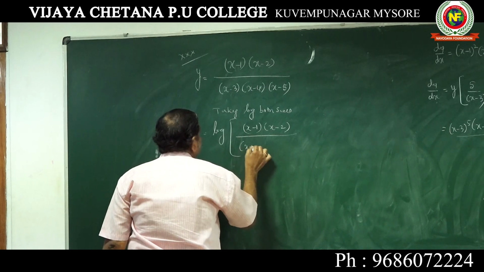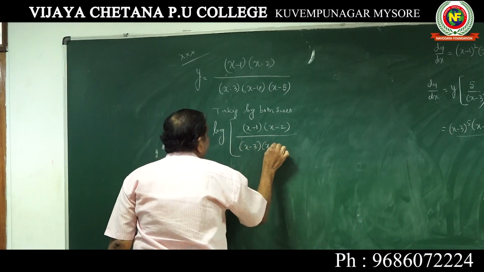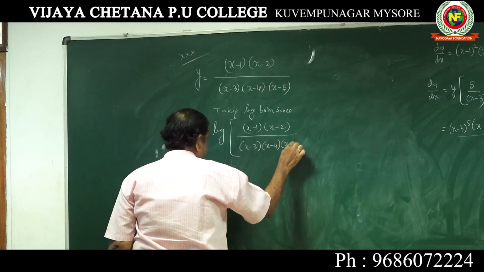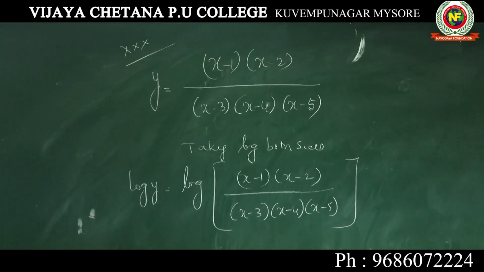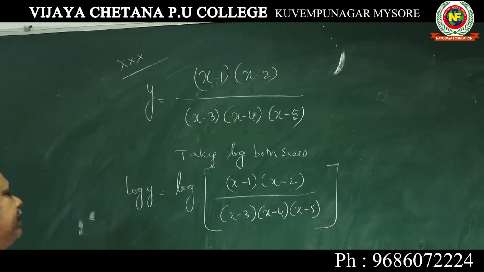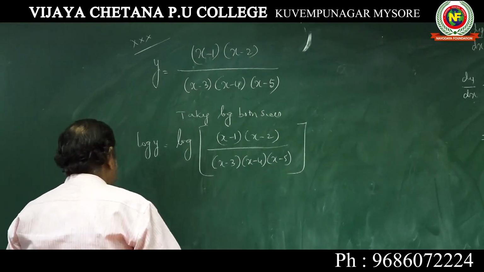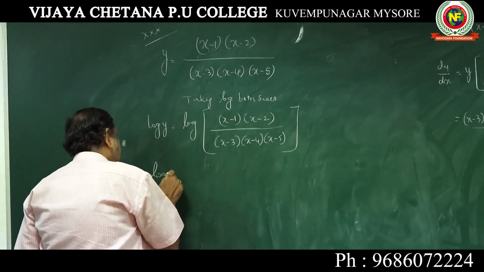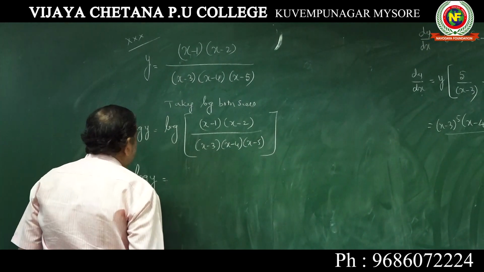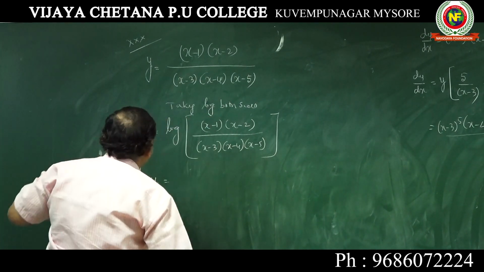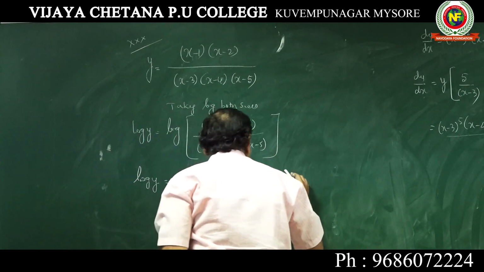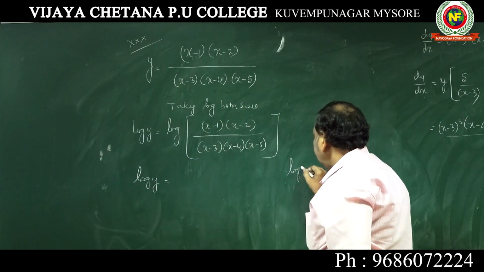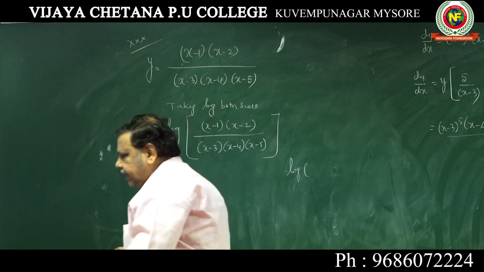Taking log both sides, log y is equal to log of (x minus 1)(x minus 2) by (x minus 3)(x minus 4)(x minus 5). There is a formula I told you: take the whole thing as m, this as n, log m by n. You have to use this formula. Please use this, or I will write it here.